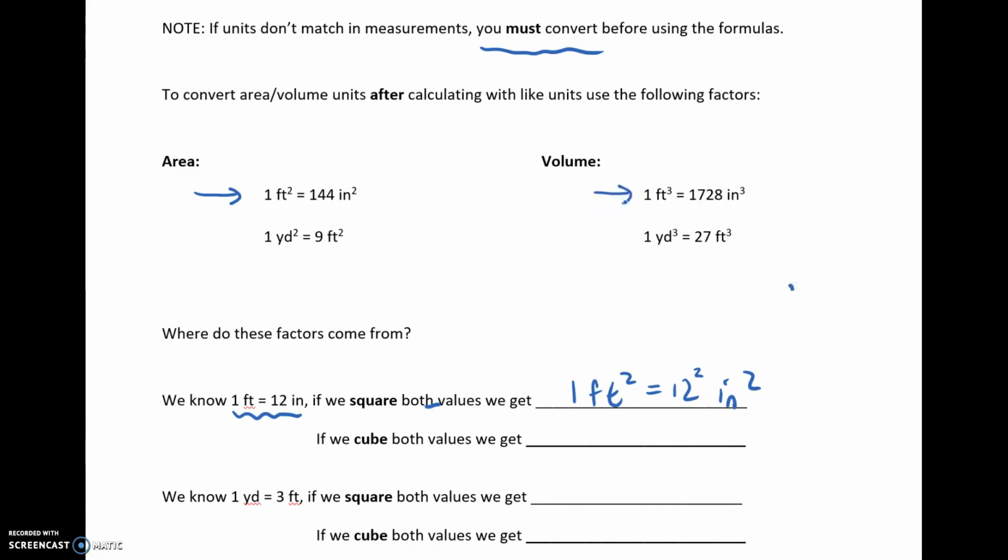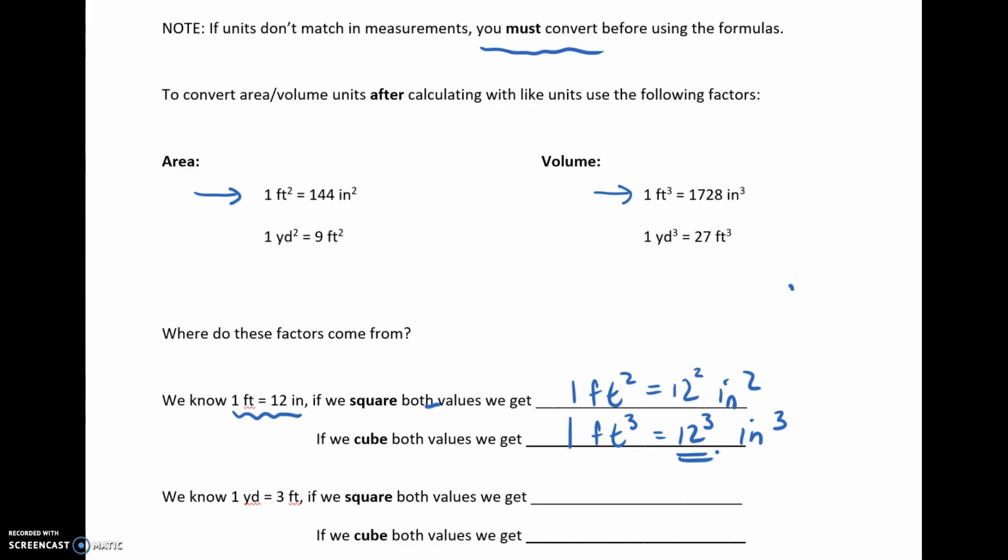For volume calculations involving feet and inches, we use a conversion factor: 1 cubic foot is equal to 1,728 cubic inches. Again, why is that? We start with 1 foot is equal to 12 inches, cubing both sides, we get 1 cubic foot is equal to 12 cubed cubic inches. If you calculate 12 cubed on your calculator, you'll see the output is 1,728.